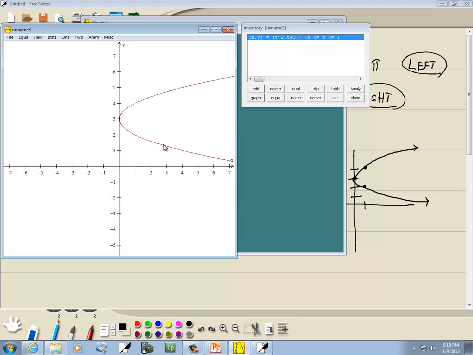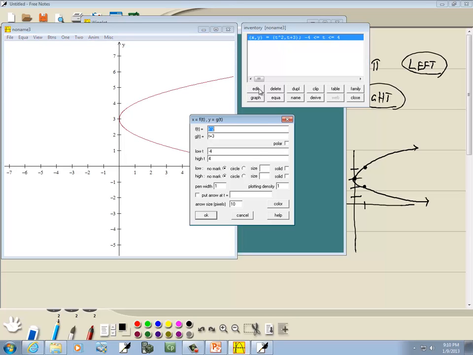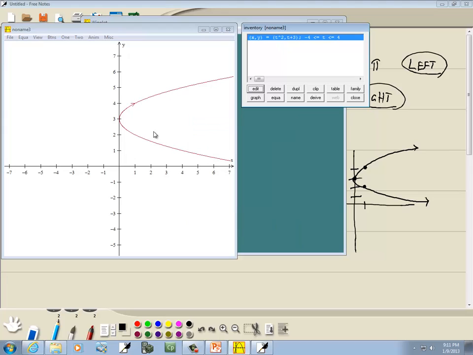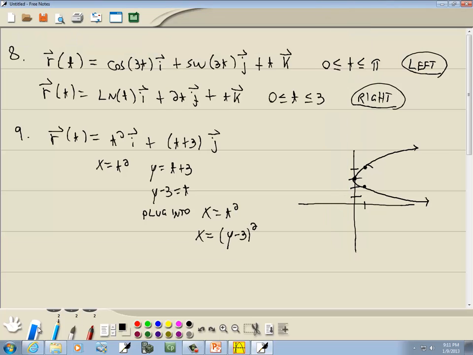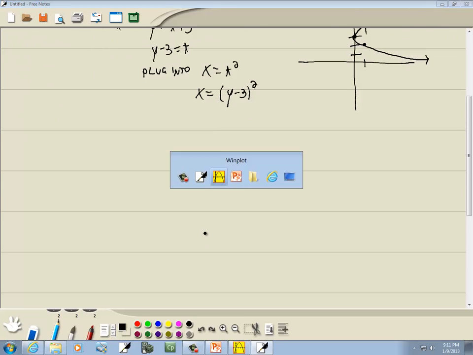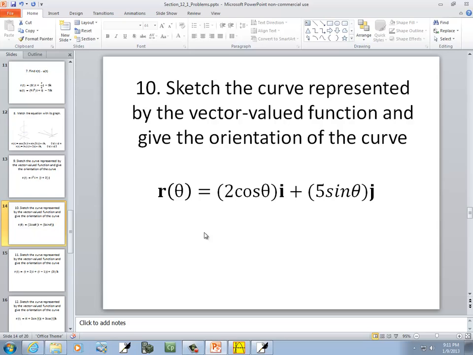Well, I still don't see the orientation. If you click Edit here, this box asks you where to put the arrow. So I click the little check box next to put arrow at t equals, and I could put that at, I don't know, t equal to 1, and click OK. And that shows you the orientation. So that shows you how it goes. Now, since it doesn't give us any starting value for t, you can put the arrow anywhere. Okay, let's look at number 10.